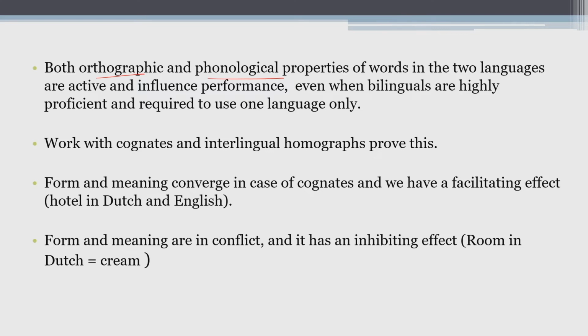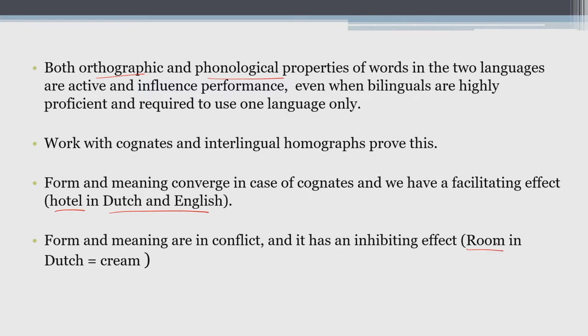So, what is a cognate? Cognates are those words that have form and meaning converging. For example, in the case of the Dutch and English pair, the word hotel is a cognate, because in both English and Dutch they look the same, they are pronounced the same way and they mean the same thing. So, the form and meaning are the same, but in some words, even though they look similar, they are not the same.